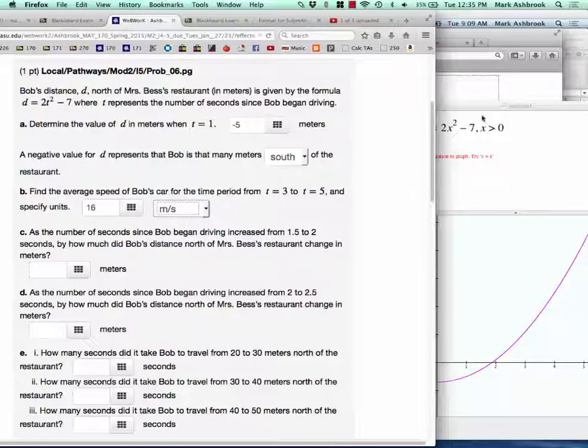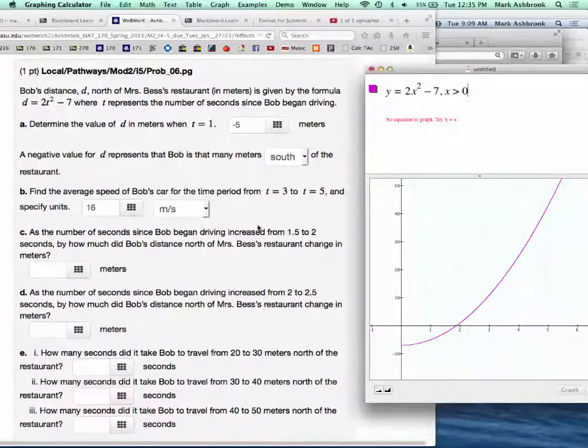Okay, so as the number of seconds since Bob began driving increased from 1.5 to 2 seconds, how much does his distance change? So, what was that change in time? Delta t of 0.5. So we're going to take 0.5 and plug it into this formula to get the change in distance, corresponding change in distance. Right?